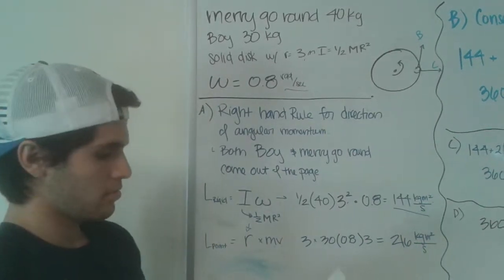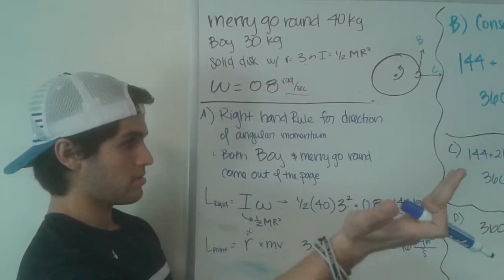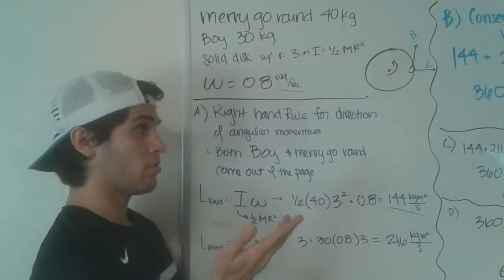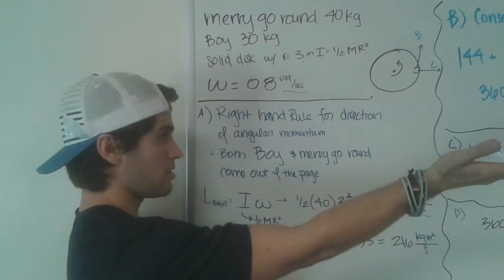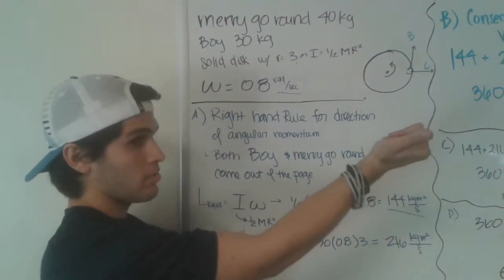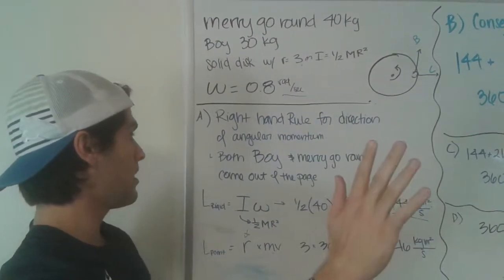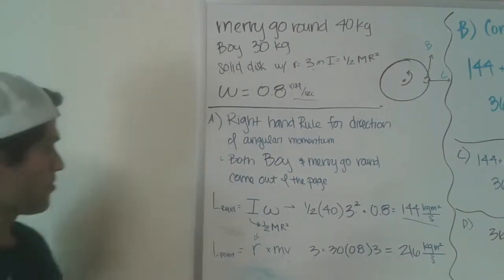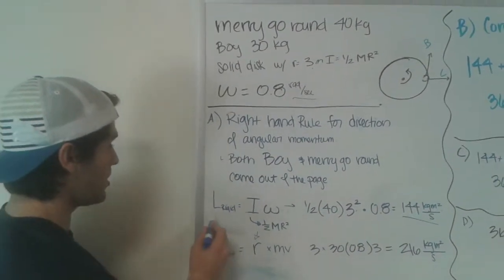Now we're trying to find whether it's going out of the page, out of the board, or into the board. By the right-hand rule, we know it spins this way, and then it's going out of the board. Now that's that. Next we're trying to find the angular momentum of the merry-go-round, which would be L rigid.